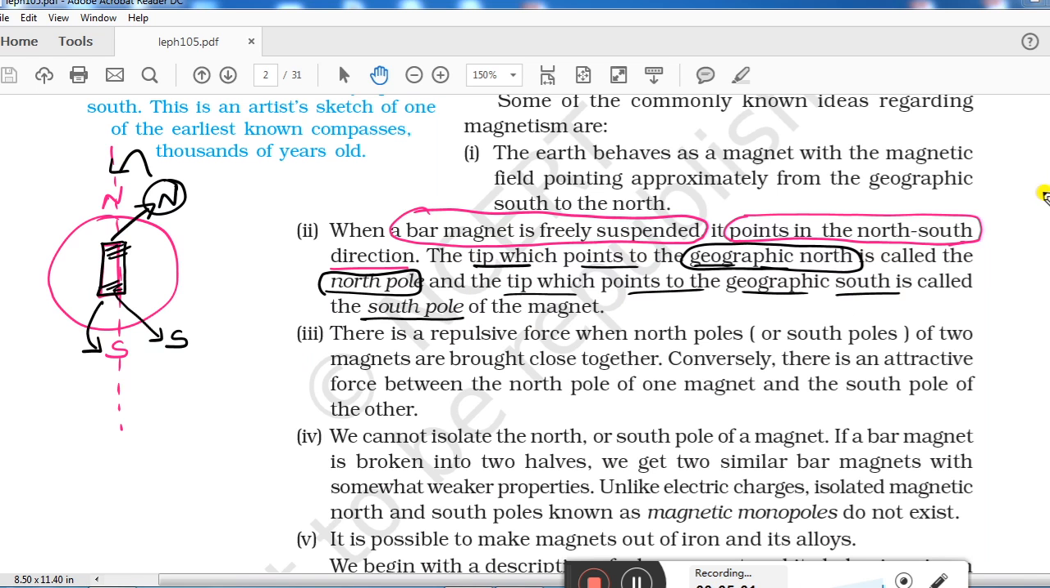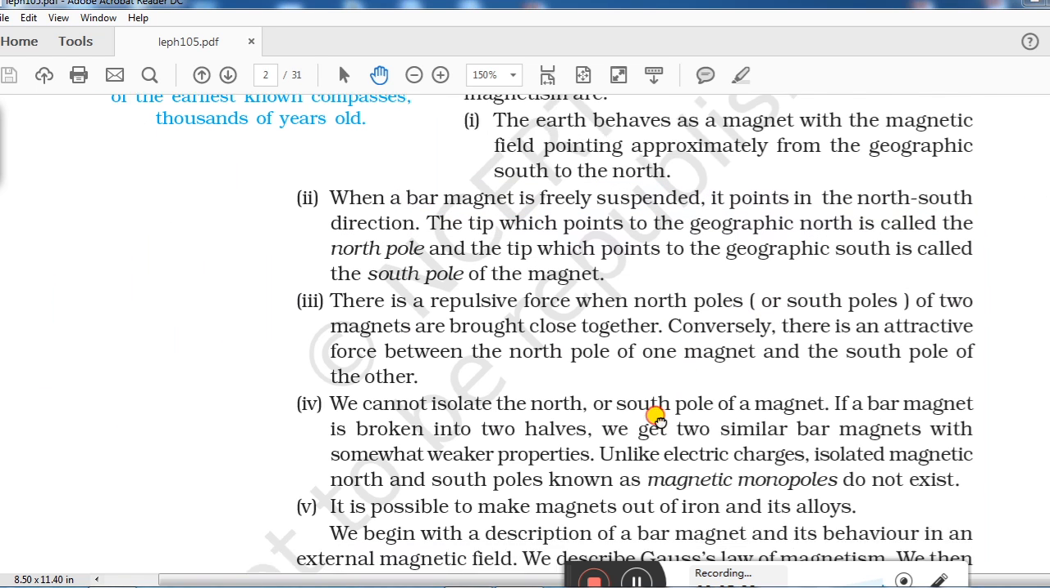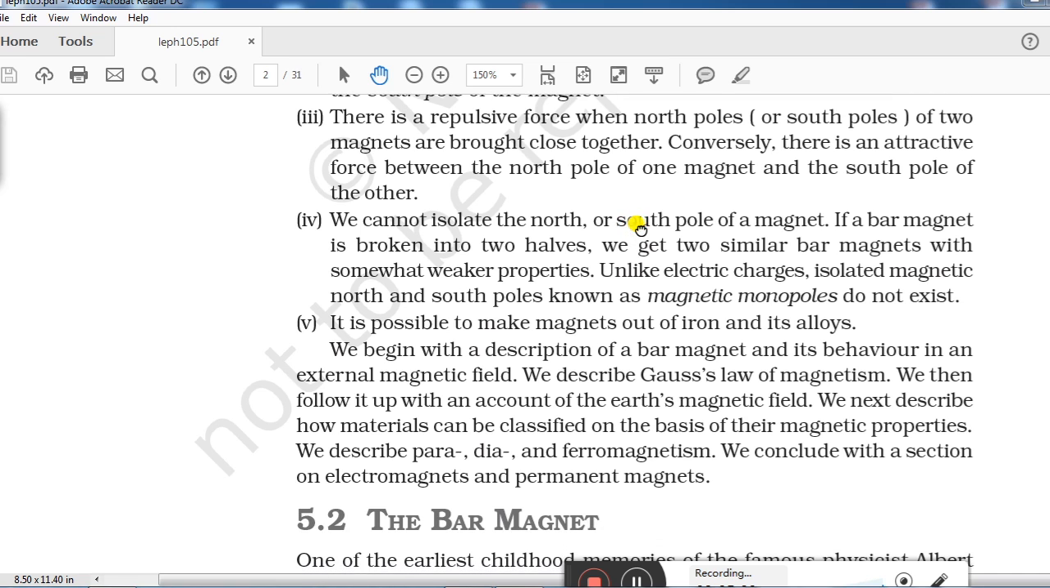So this point we discussed, these things we discussed in this point about the directions, about the orientation of a bar magnet. If we are suspending it freely, it comes to rest along the north-south direction. And also with the help of this we were able to identify the poles of this bar magnet, which pole is north and which pole is south.